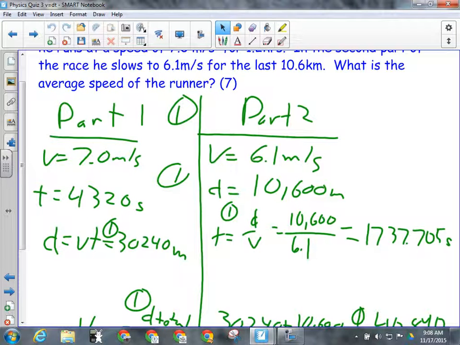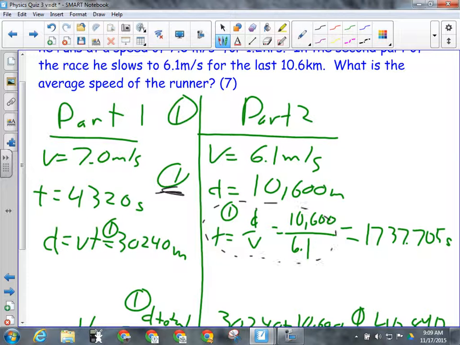This mark here that's kind of in the middle is the mark for converting the distance to meters and the time to seconds. As long as they did that somewhere in the question, you can give them that mark. Now that I've got the distance for part one, I got to go over to part two and get the time, because that's the thing I was missing from part two. So they get a mark for the manipulation and calculation of time, where they manipulated D over V equals T, or they maybe had 10,600 over 6.1, whichever. When they do that, they get 1,737.705 seconds. So 1 mark for that step.